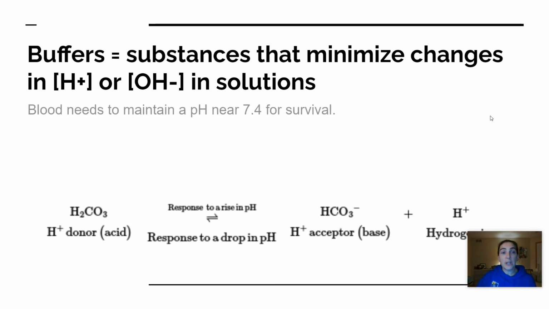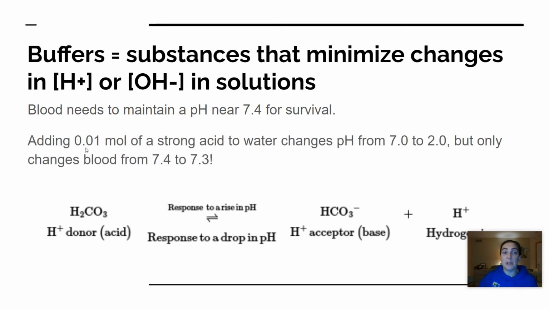And so buffers work kind of like you see in this diagram here. Here's one more example of how buffers work. If you add 0.01 moles of a strong acid to water, the pH drops from 7 all the way down to 2, which is a huge change. This is a logarithmic scale. So remember, a change of 1, going from 7 to 6, is a change of 10 times. 6 to 5, now you've gone 100 times. So going from 7 to 2 is a humongous change.